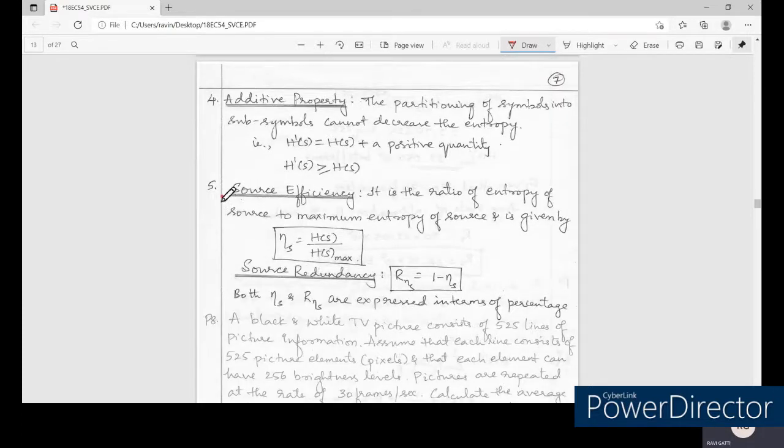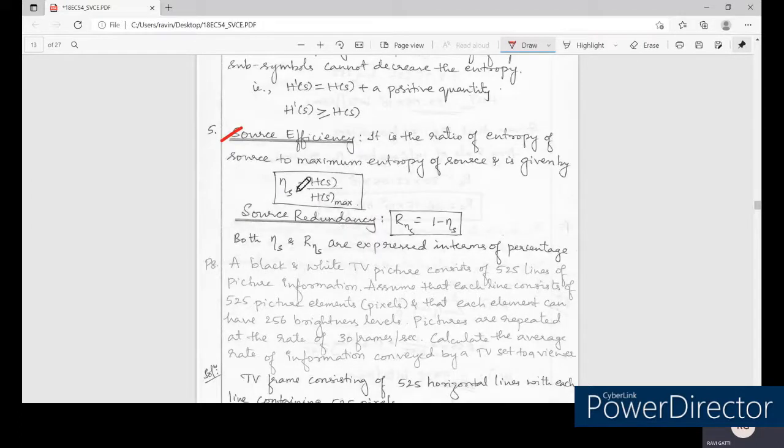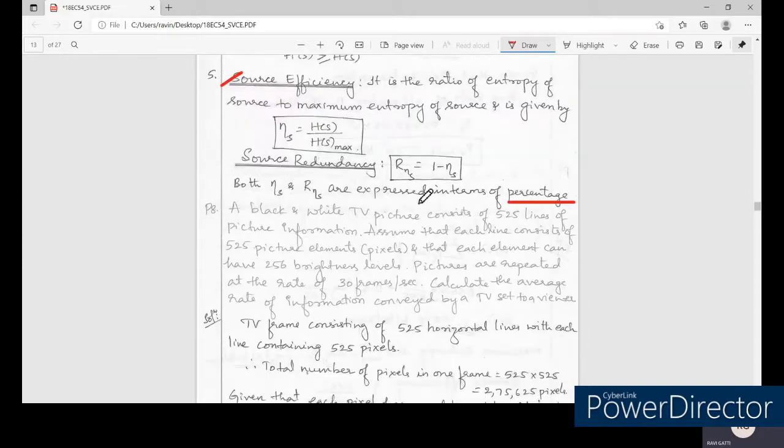And the next one is the efficiency of the source symbol, which we calculate in terms of eta s. It is the ratio of the entropy of the source divided by the maximum entropy of the source. We calculate the source efficiency and the redundancy, and generally, as we discussed, the efficiency and redundancy are calculated in terms of percentage. Now in this section, let us solve some of the problems which are asked based upon the source efficiency. Okay.